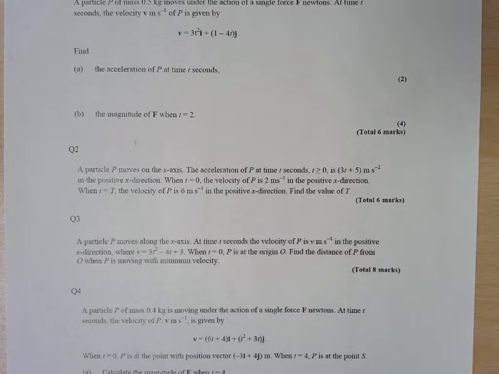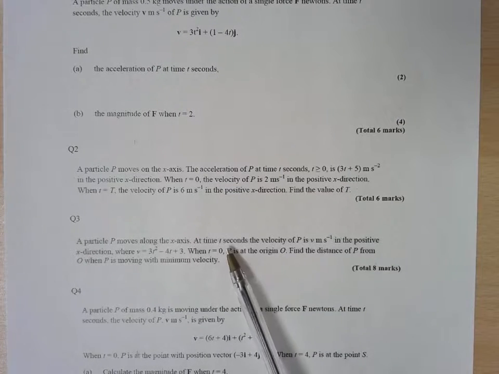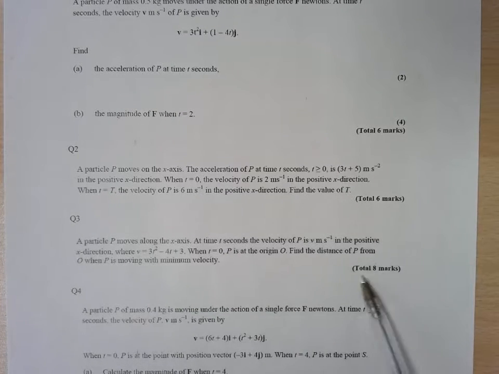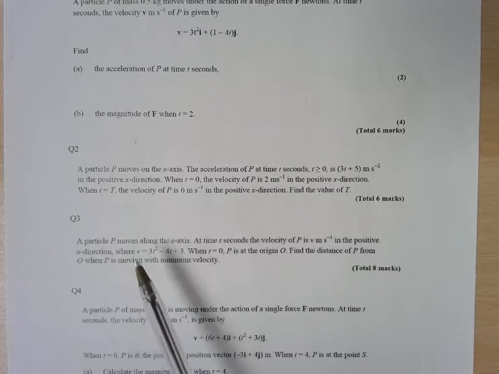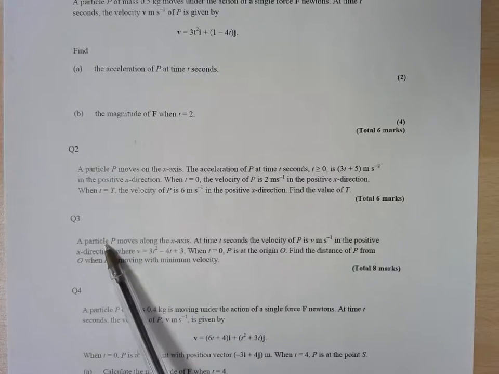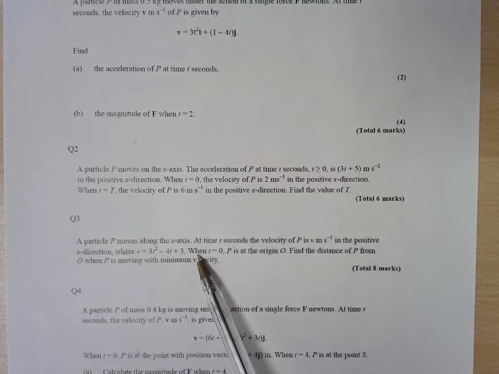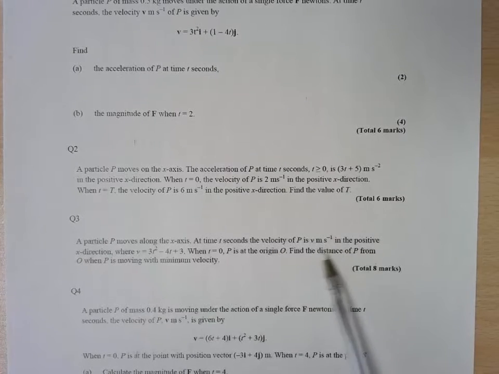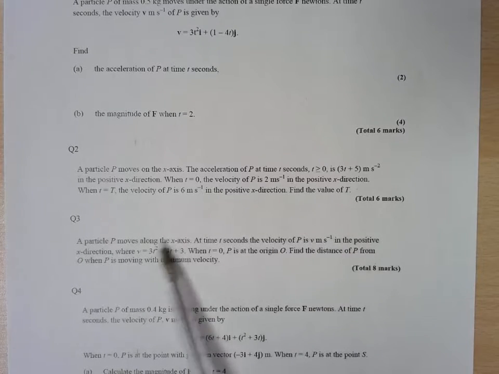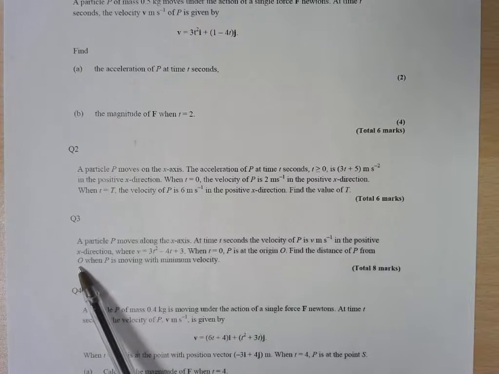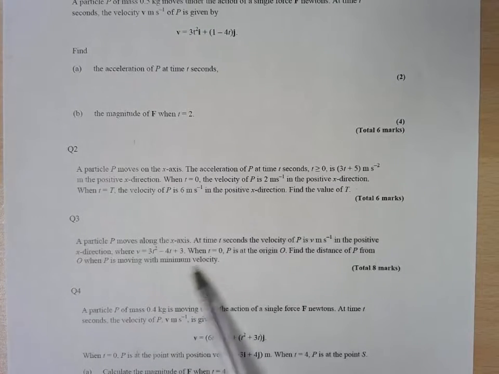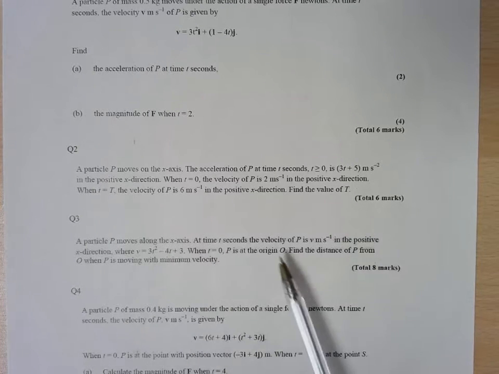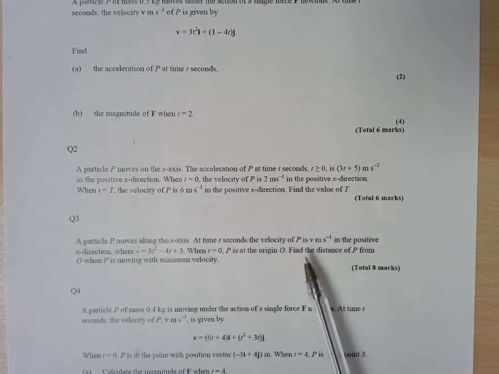If we have a look at question 3, we'll notice that question 3 is quite short. It's only 3 lines here, but it is worth 8 marks, so we're probably going to have to find multiple things for this question in order to get to the final answer. So we get given a velocity for p, and we're given some conditions: t equals 0, p is at the origin, and we're asked to find the distance, so we think we need to integrate this from O when p is moving at minimum velocity. So the first thing we need to do is work out where minimum velocity is, and then we need to use that value of t in the distance equation in order to get to our final answer.